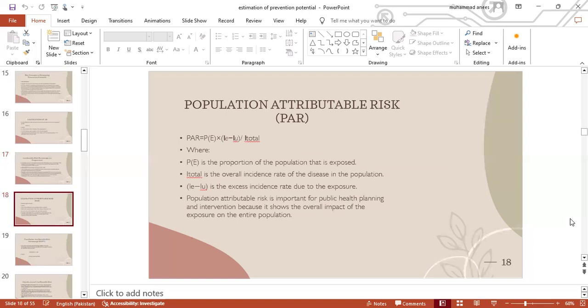Population attributable risk is calculated as P_E times (IE minus IU) divided by I total. This is the formula, where P_E is the proportion of the population that is exposed, I total represents the overall incidence rate of the disease in the population, while the difference IE minus IU is the excess incidence rate due to the exposure. Population attributable risk is important for public health planning and intervention because it shows the overall impact of the exposure on the entire population.